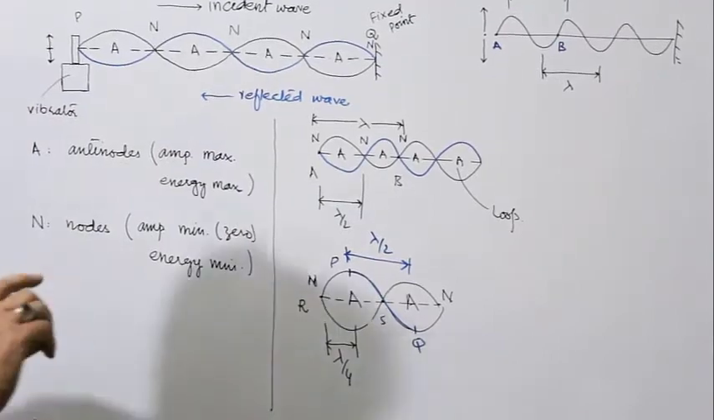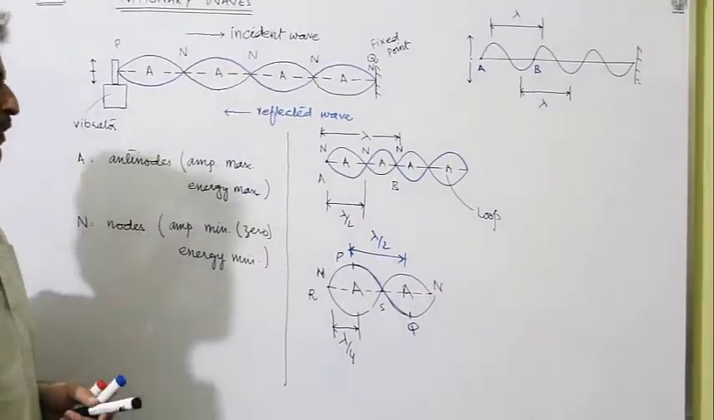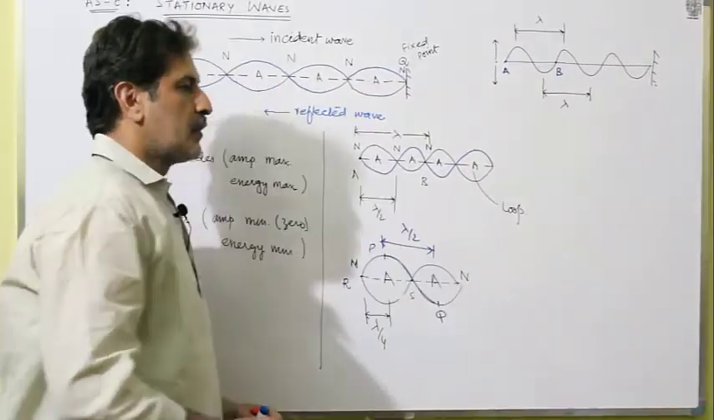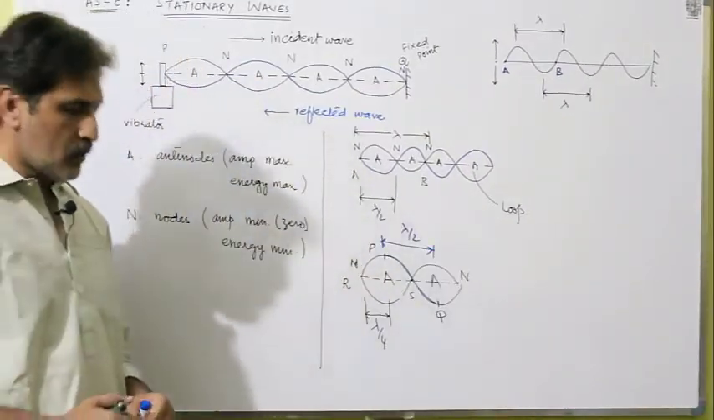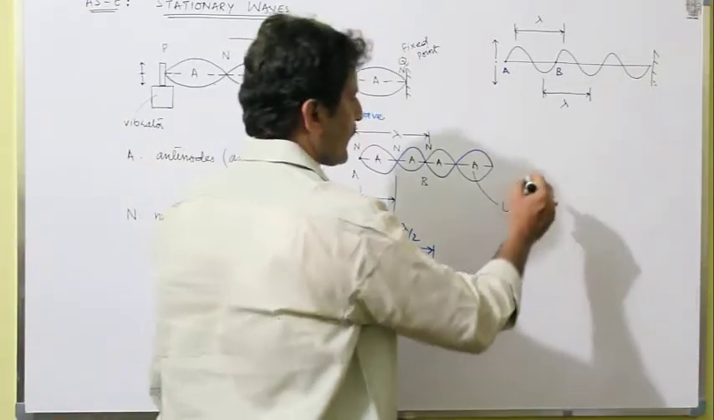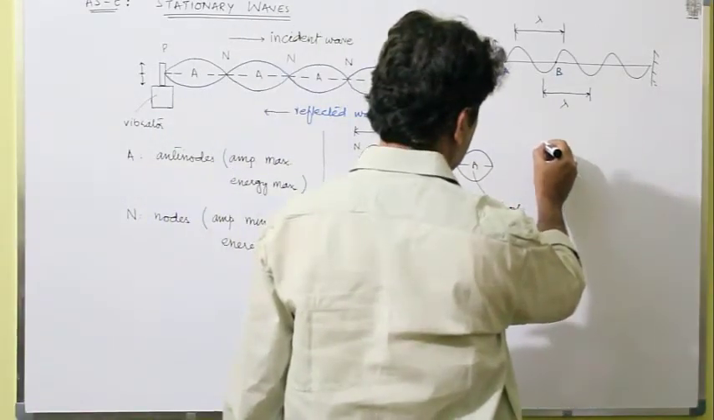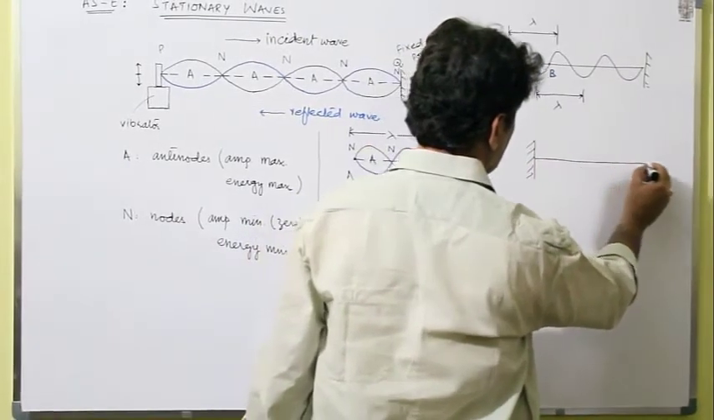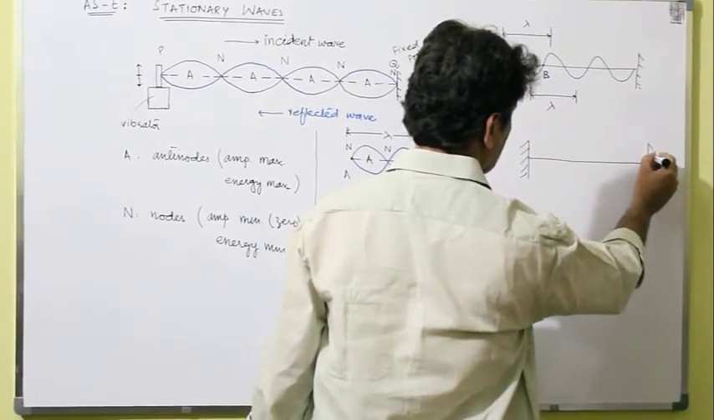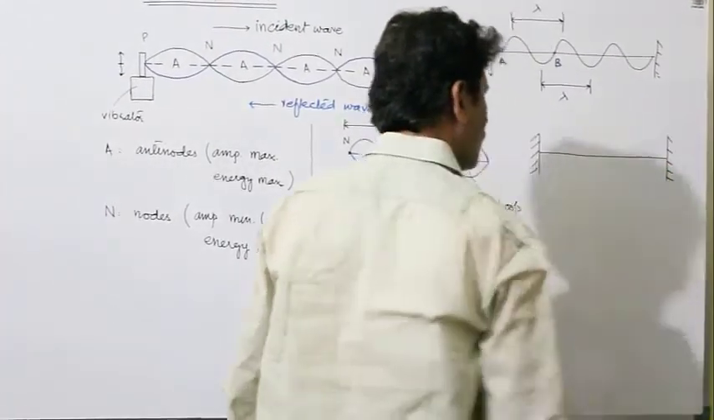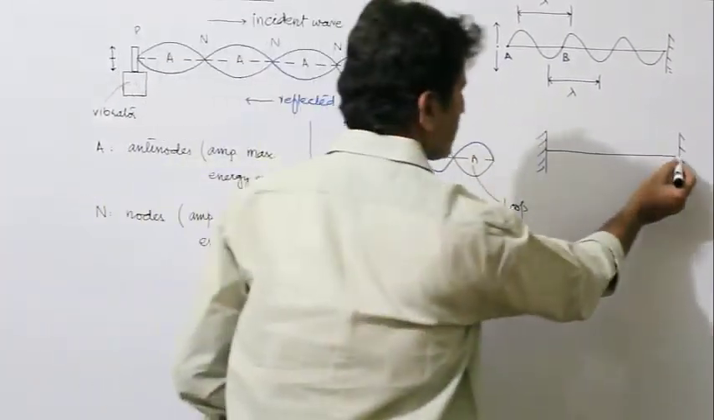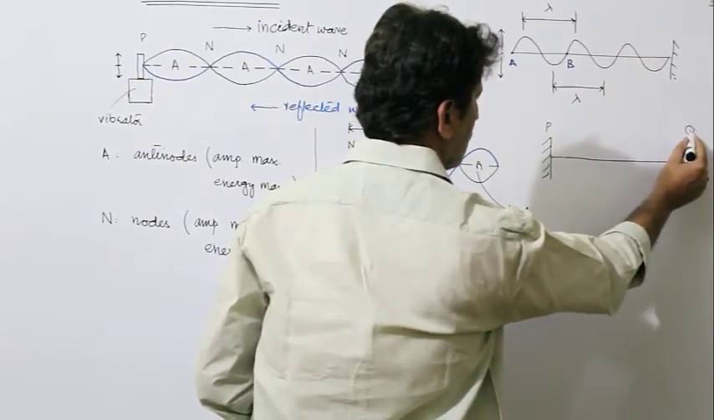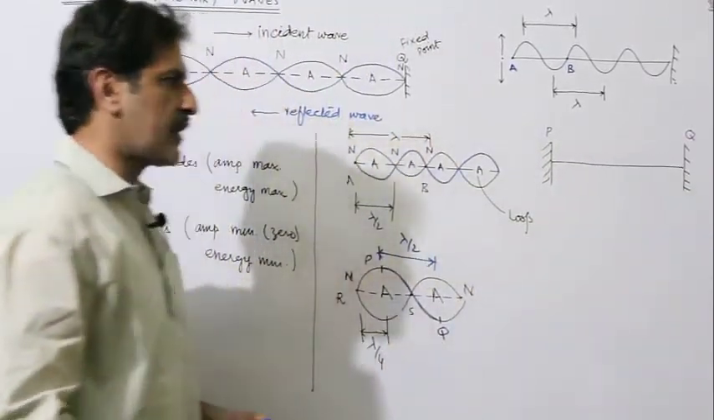Now we'll discuss the movement of the particles in the stationary wave. For example, we take a string or a rubber band which is fixed at both ends, like a guitar string. These points are P and Q. Now we want to generate stationary waves in this string.